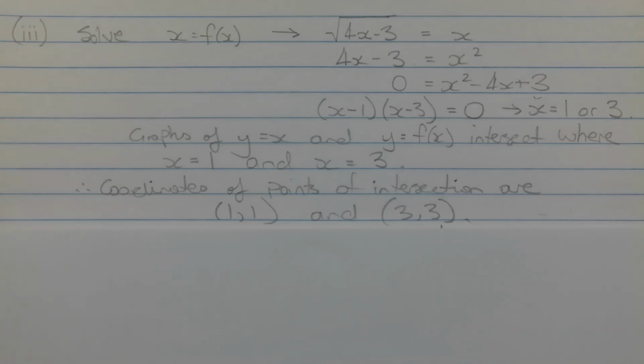Now, these are points on the line y equals x, as well as on the curve y equals the square root of 4x minus 3. So the x coordinates and the y coordinates will be identical in this case. So the graphs of y equals x and y equals f of x intersect where x equals 1 and x equals 3. Therefore, the coordinates of the points of intersection are 1, 1 and 3, 3.